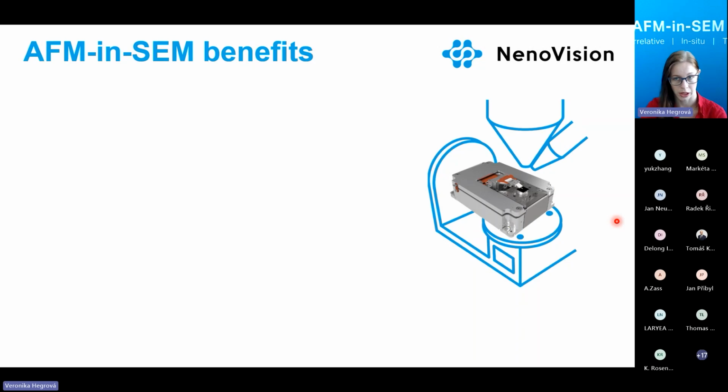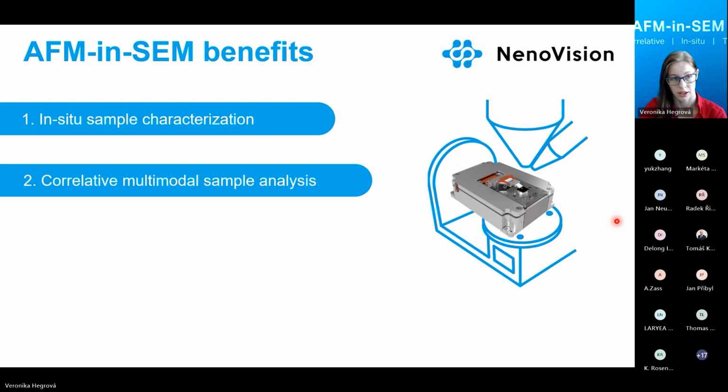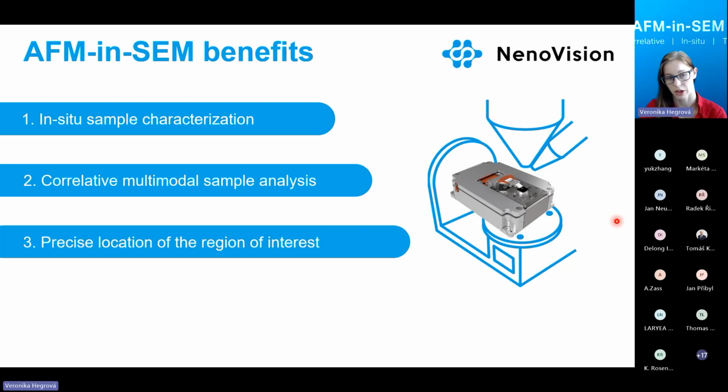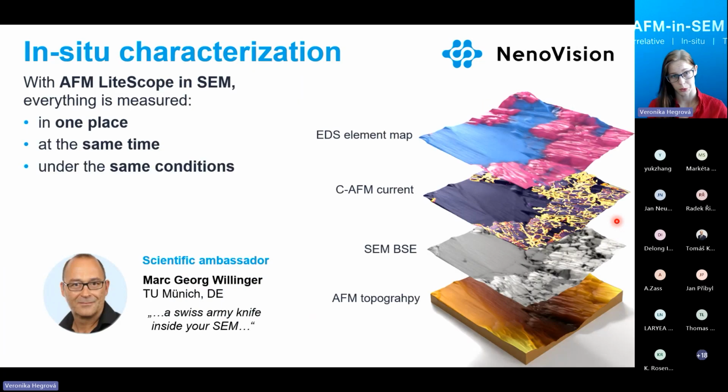So if I should point out some of the benefits, it's definitely in-situ sample characterization, correlative multimodal sample analysis, and precise location of the region of interest. This combination helps to provide hard-to-reach analysis or otherwise unobtainable information about the sample surface, or information that is very time consuming to obtain. But what do these words mean, or what do we mean by that?